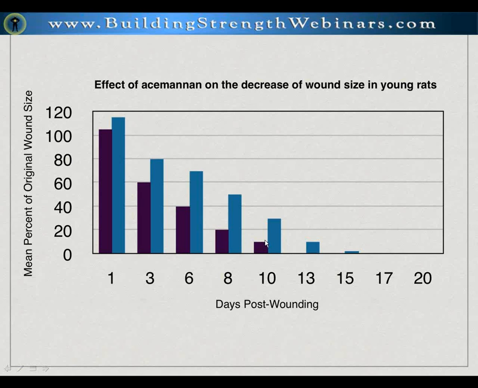By day 10, the size of the wound is less than half. Day 8, it's less than half. And it's completely healed by day 13.